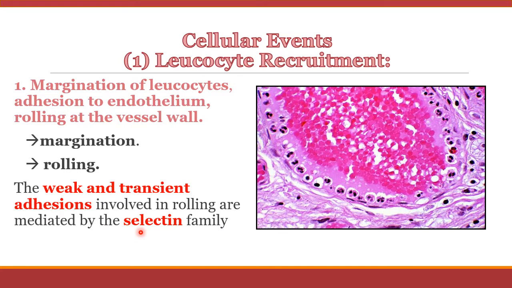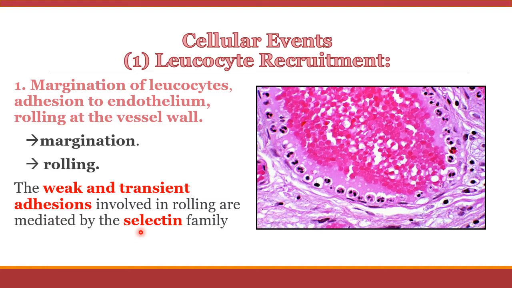Why do we have weak adhesions between the endothelial cells and neutrophils? Because this weak adhesion is a preparatory step before the firm adhesion. So when they are rolling over the endothelial cells, these weak adhesions are going to guarantee that the neutrophils are going to be moving around the periphery of the vessel wall, and they are not going to be moving towards the center of the blood stream again.